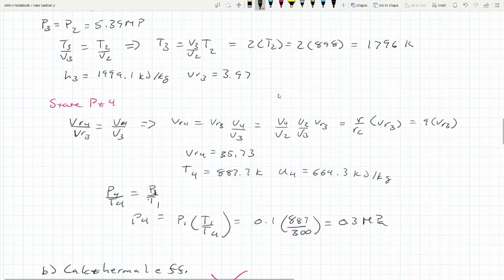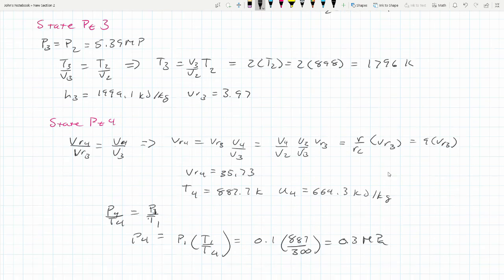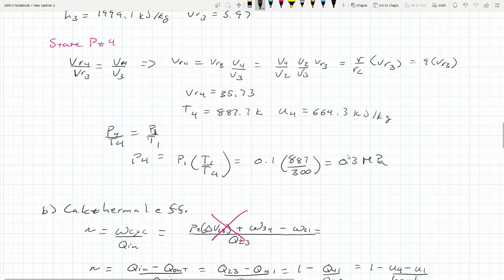So state point 4. Volume ratios, find VR4. From VR4, we're able to get all of the temperatures. We don't know what VR4 is, and we don't know what VR3 is, but we can put them into ratios of the compression ratio and the cutoff ratio. From those, we can find the temperature and the internal energy. And bam. And then ideal gas law again to find the pressure down here.